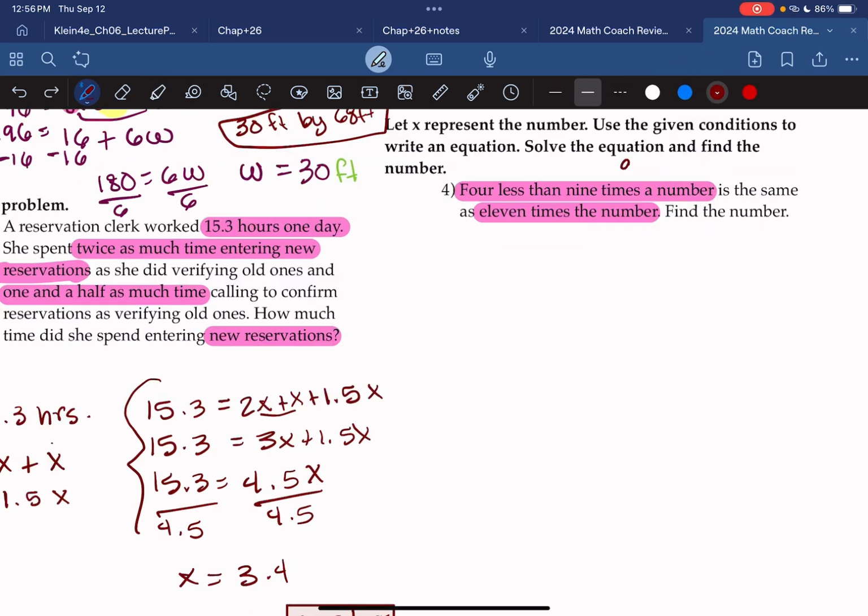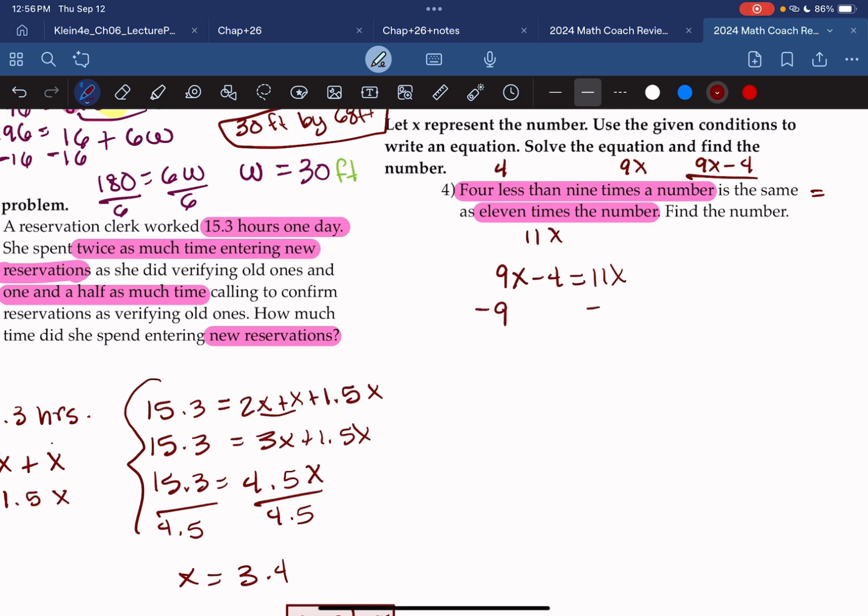So we have 9 times a number and then 4 less. So we can make it into 9 times a number minus 4. And then it's the same, that's going to mean an equal sign, 11 times x, or 11 times the number. So make it into an equation: 9x minus 4 equals 11x. And now we would solve it as we would any other equation.